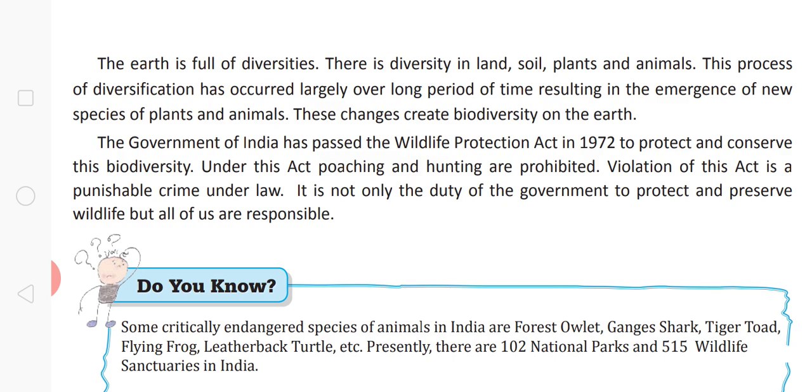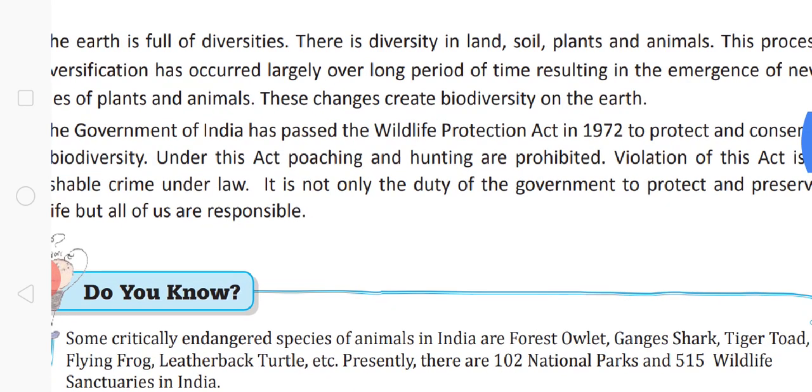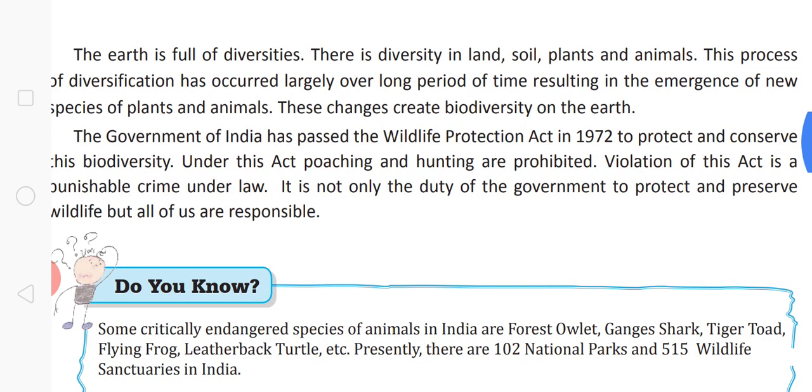That means the plants and animals are not always the same. There is a difference. Different types of animals and plants are found on the earth. It is known as biodiversity. Bio means life and diversity means difference.